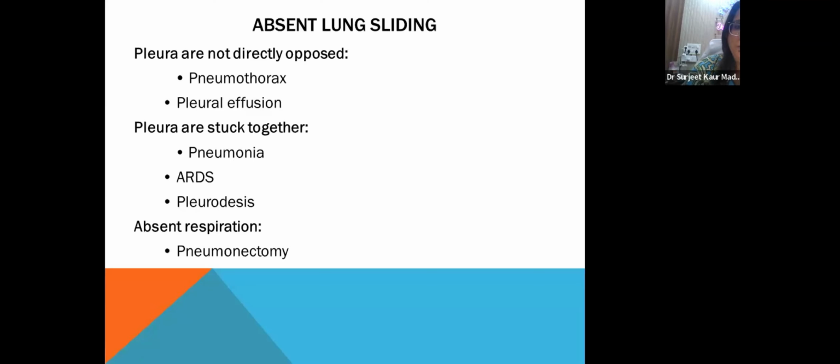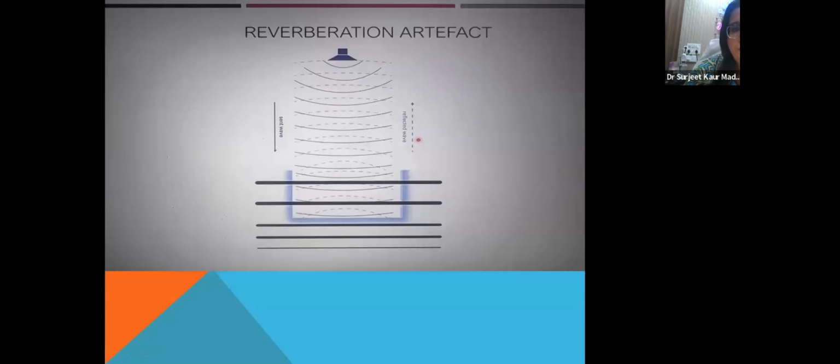Lung sliding is absent in certain conditions like pneumothorax, pleural effusions, pneumonias, ARDS, pleurodesis, and pneumonectomy. Normally, we usually find this absent lung sliding in pneumothorax. We come across it very often in our practice.